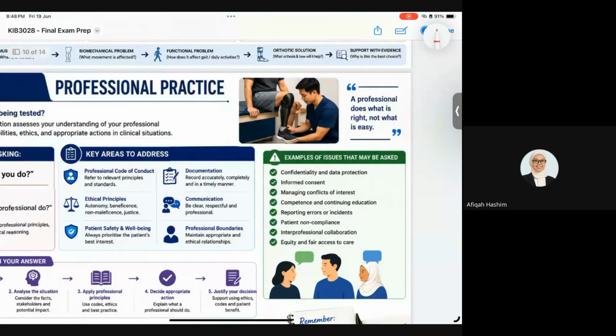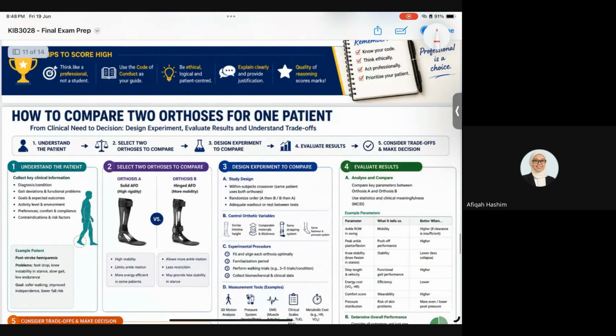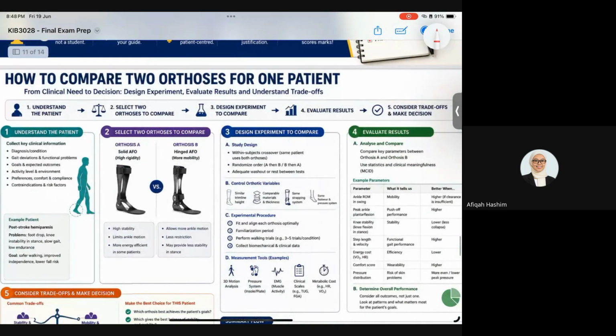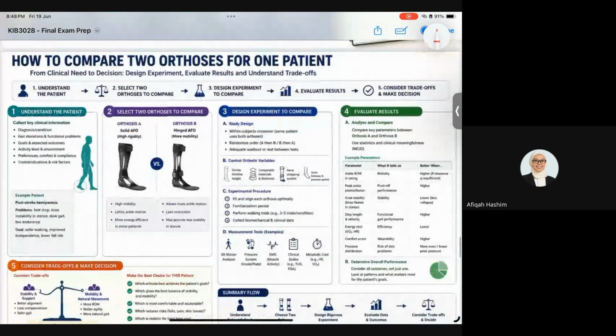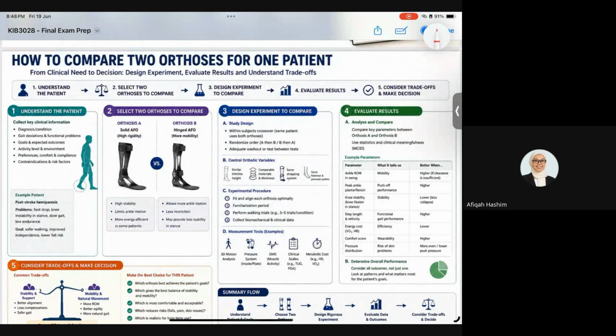And then, comparing: how to compare two orthoses for one patient. This is most probably the most challenging question in your paper, because in the exam they will give you a confusing question and ask you to choose A or B. After you come out from the exam hall, you ask your friend, Nada asks Amrin, which orthosis did you choose? Nada chose A, Amrin chose B. This may be tricky, because it requires you to think like a clinician and also a researcher at the same time.